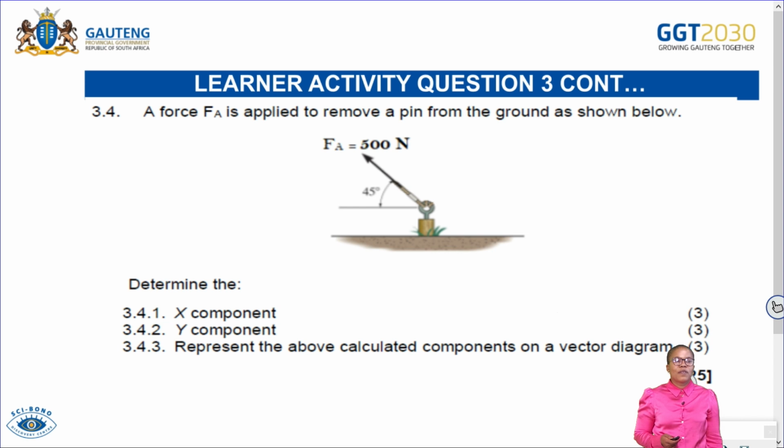And then 3.4, a force FA is applied to remove a pin from the ground as shown below. So you're given FA as 500 newtons acting 45 degrees to the horizontal. Then determine the X component, determine the Y component, and then represent the calculated components in a vector diagram. So this is just resolution of a force into the vertical and the horizontal. Remember, another word for X component is the horizontal. Another word for the Y component is the vertical. So that's pretty much that.